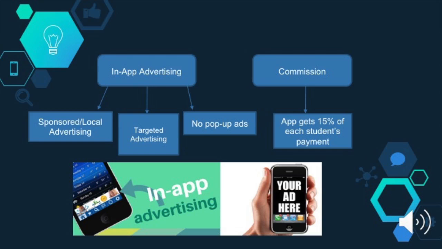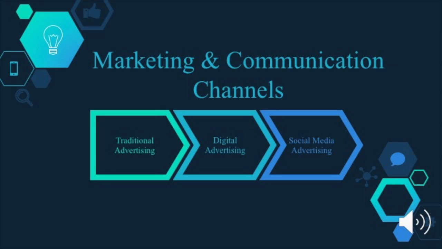Lastly, there will be a 15% commission, or 15% of each student's payment to tutors or transaction, that will go towards the application to cover maintenance and other fees. Our business plan includes 3 forms of advertising, which are traditional advertising, digital advertising, and social media advertising, that will be discussed in the following slide.